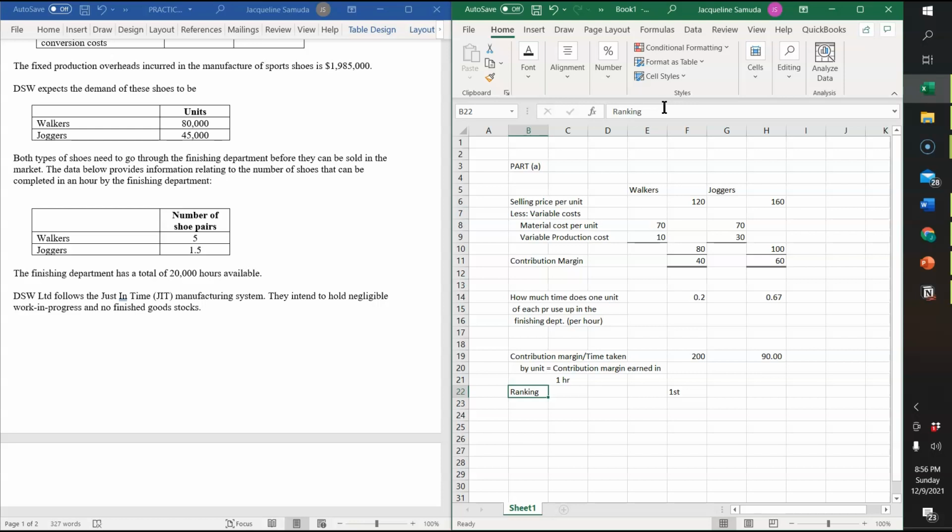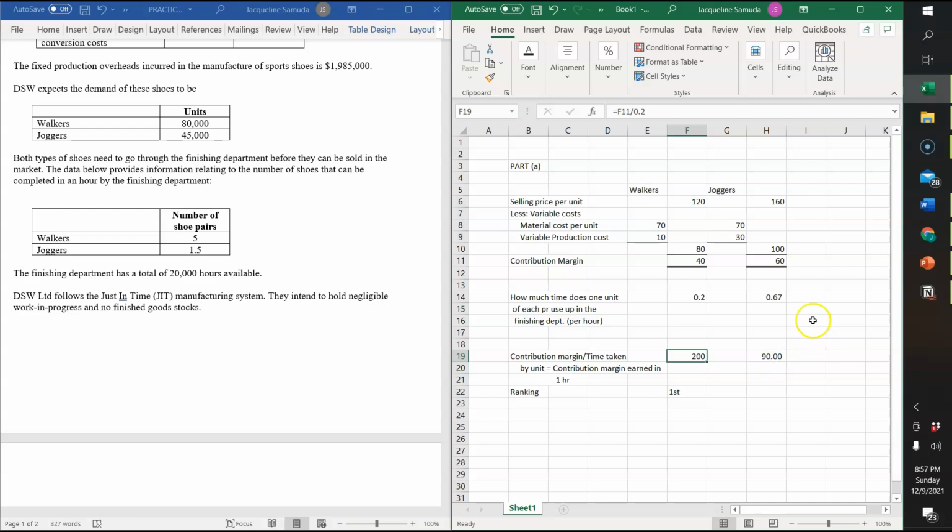So 1 hour of what? 1 hour of limiting factor time. And can I tell you a secret? If you had taken the $5 and multiplied it by the 40, you'd get the $200, because this table is telling you that in 1 hour of the limiting factor time, you make 5 pairs of walkers. So the contribution margin earned in that 1 hour is 5 times 40, which is 200. And if you do the same for the joggers, 1.5 times 60 is 90.